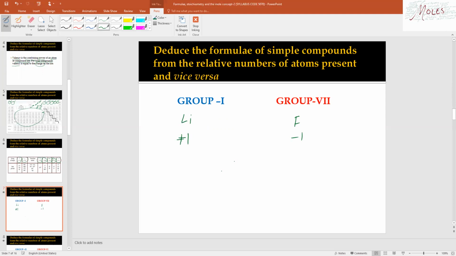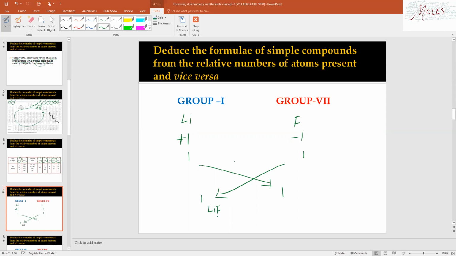Ignore the charges and the valencies will be written as subscripts like this. The subscripts will be swapped, and divided by the smallest number only if the big number is divisible. The big number is 1 here, we have only 1 here. Otherwise, the subscripts will be simplified. The final formula would be LiF.